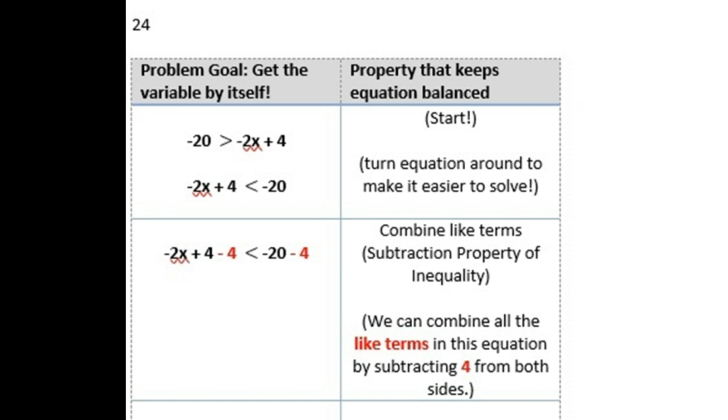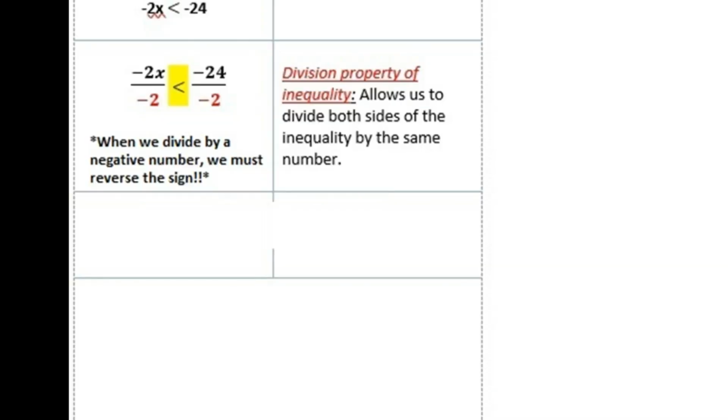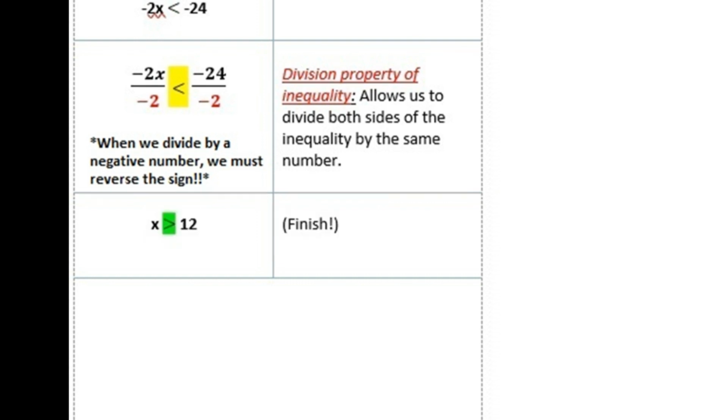We're going to subtract 4 from both sides. That's the subtraction property of inequality. And we have negative 2x is less than negative 24. Now, we're going to use the division property of inequality. And since we're dividing by negative 2, of course, we have to flip that sign around. So that becomes x is greater than positive 12.